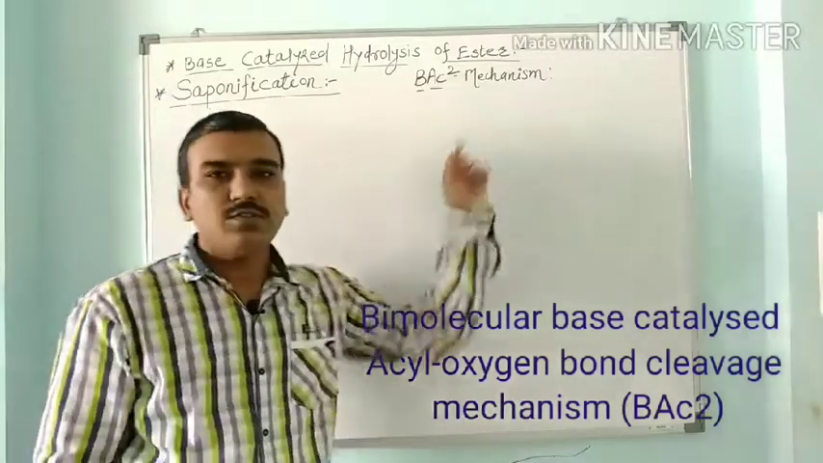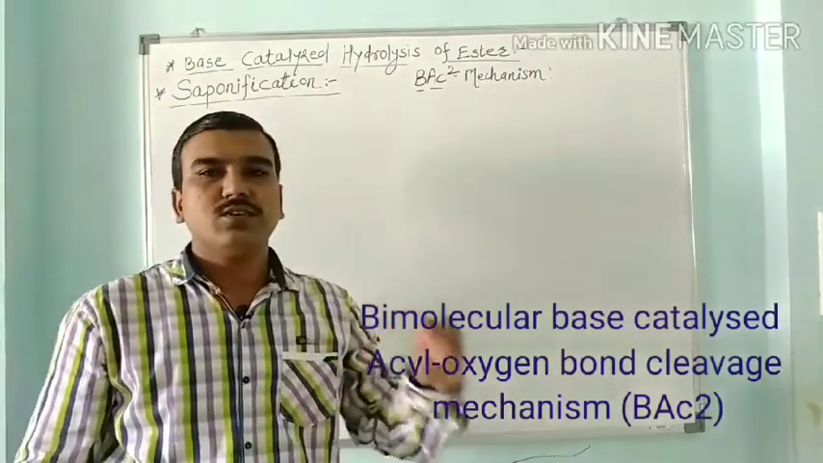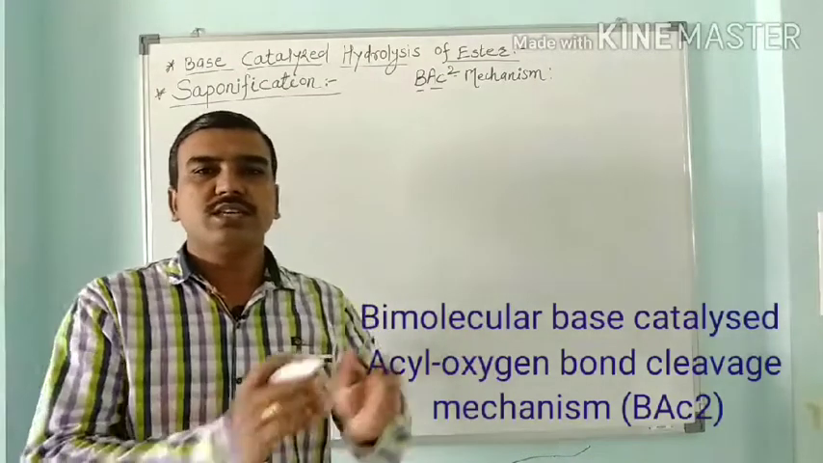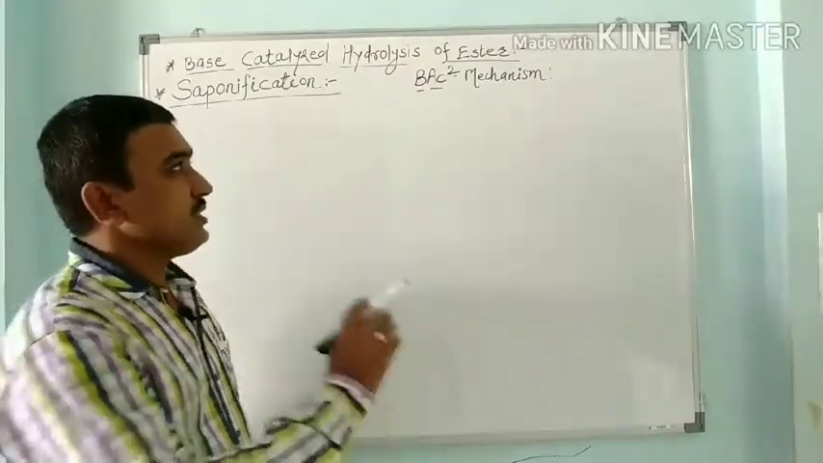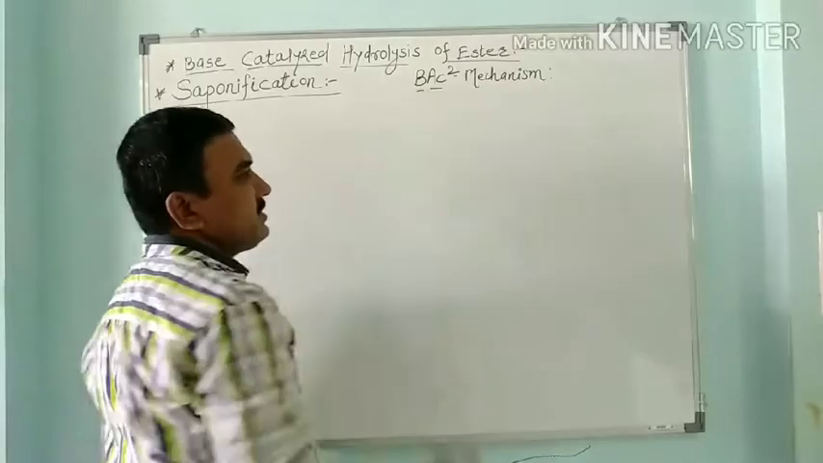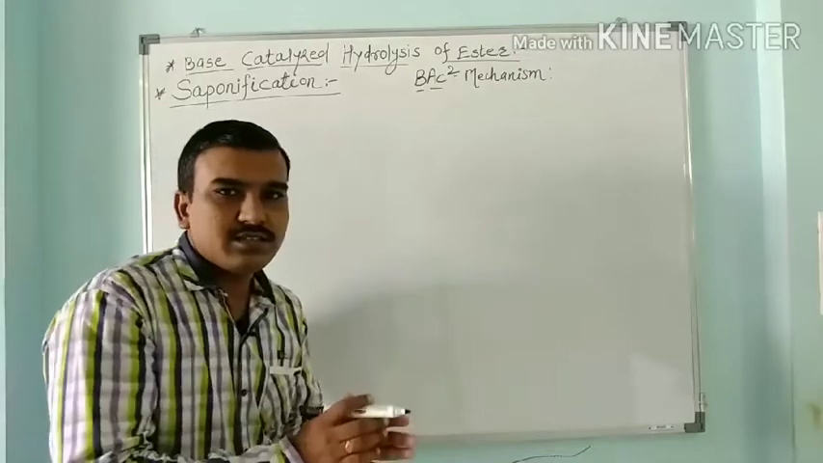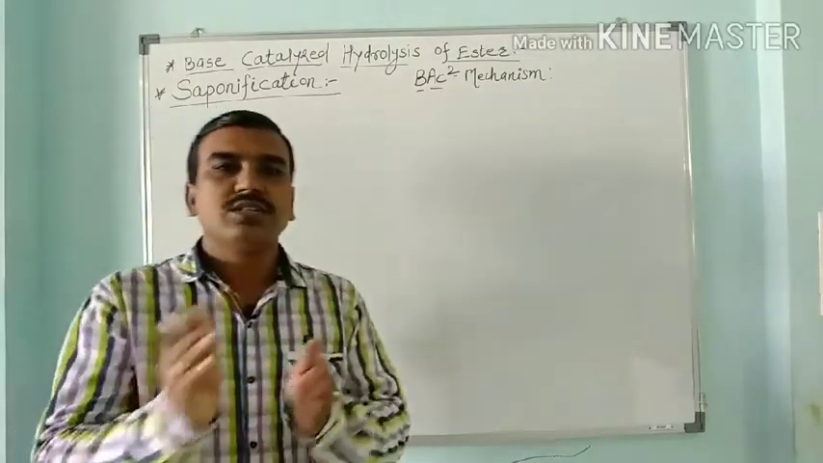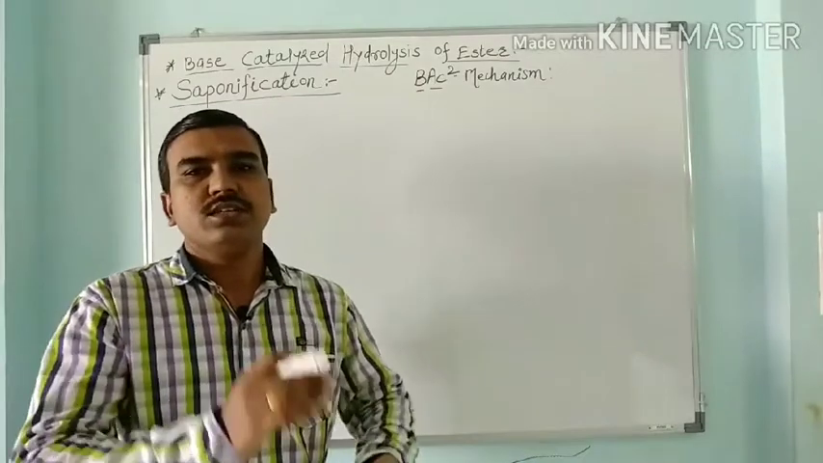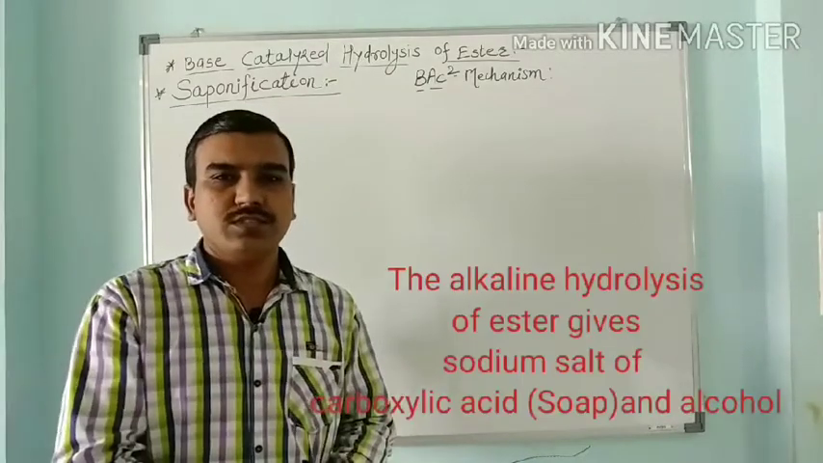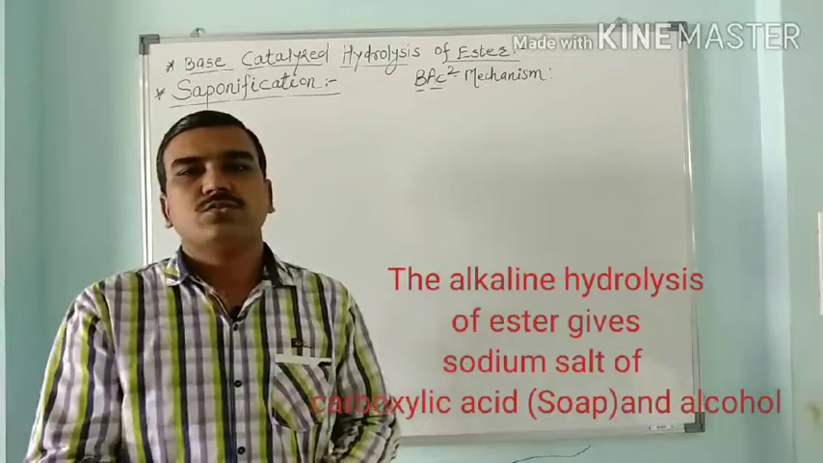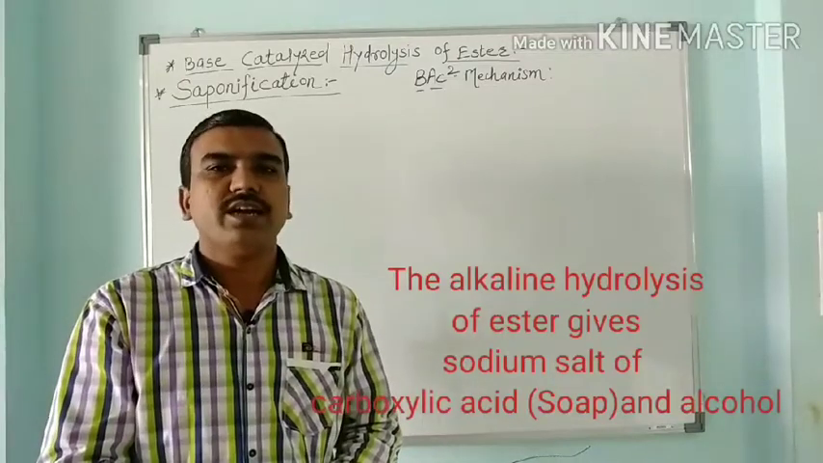Yes, in the last video we have seen what is acyl oxygen bond cleavage, or what is the acyl oxygen bond. Now here the difference is this is base catalyzed hydrolysis of ester. So this is alkaline hydrolysis of ester, which gives sodium salt of carboxylic acid and alcohol.